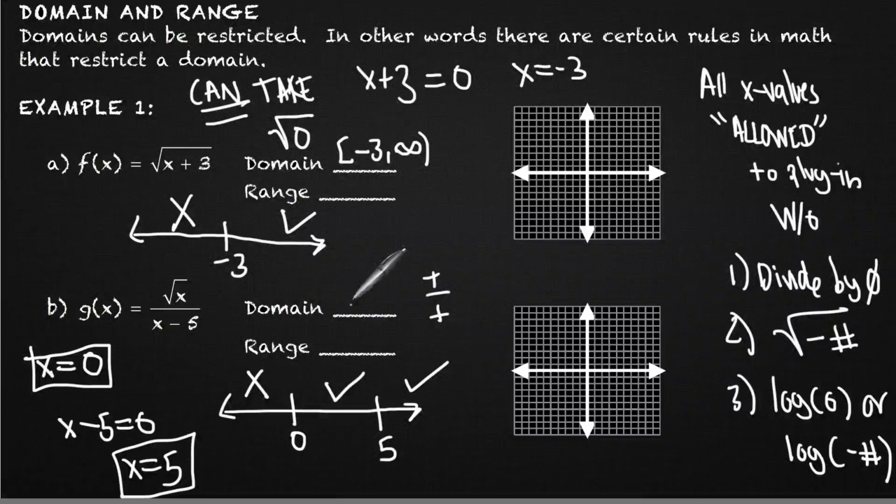Now, when you write your domain, it's going to look something like this. Bracket, 0, and all the way up to 5, and you have to put a parenthesis on 5 because 5 minus 5 is 0. You cannot divide by 0, so you can't use 0. So how do we denote can't use? By using a parenthesis. And let me go ahead and erase a little bit here.